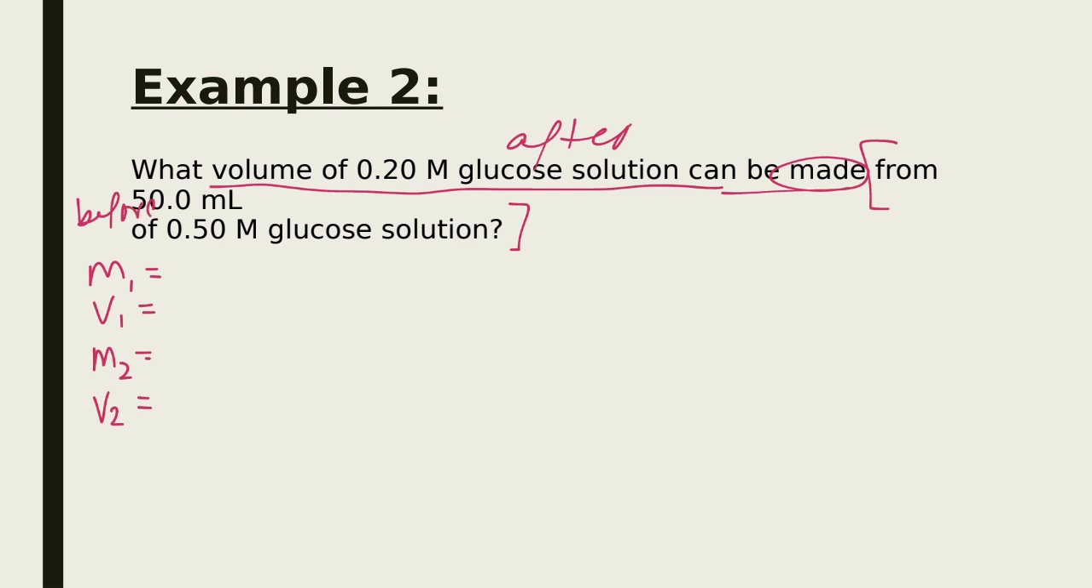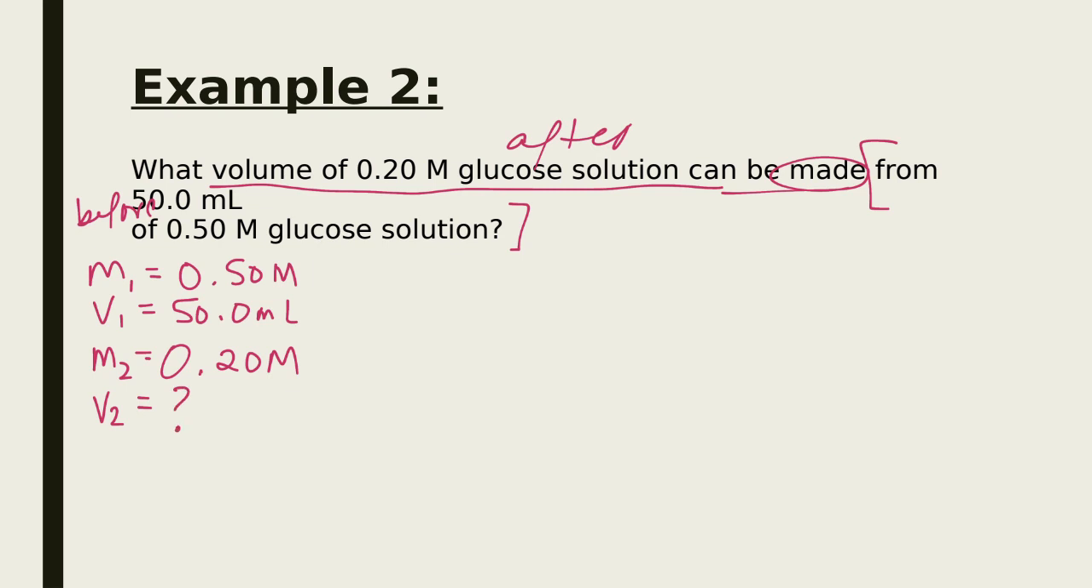So as I look at this, deal with the initial first: 50 mL here of the glucose solution. Initial concentration is 0.5 molar. After, they're making 0.2 molar. This makes sense, right? You add water, your concentration goes down, and they want to know what is the final volume that will be made.